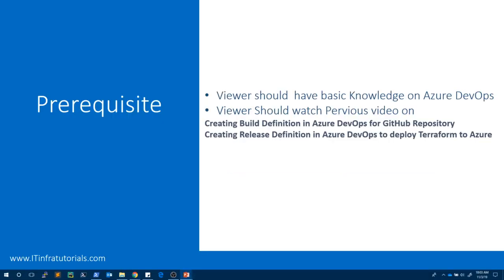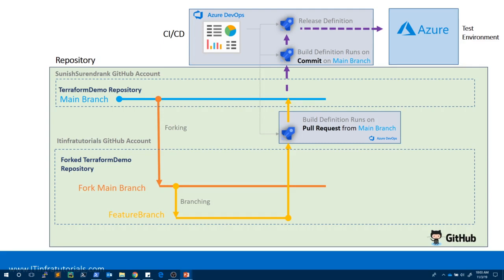Coming back to the slides. This is the architecture we implemented. We are integrating a dashboard into our Azure DevOps to see the status of the release definition and build definition. This architecture is divided into three parts: the repository, CI/CD, and the test environment. The repository holds the code changes and all the code related to Terraform. CI/CD is Azure DevOps, where we created the build definition and release definition. Our production or test environment is Azure.